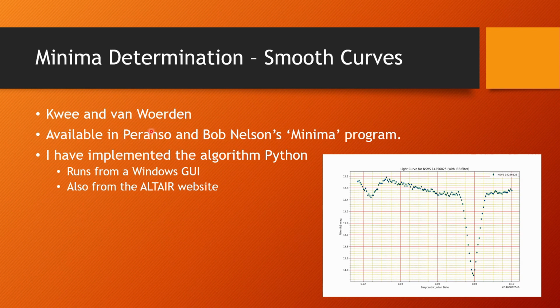Now it is available in the program Peranso that you have to pay for, and also there is a version in Bob Nelson's excellent Minima program. But we wanted to have more control over this, so I re-implemented the algorithm from scratch in Python, and now I've put a Windows front end on that tool, and I'll demonstrate it briefly in a minute. And it also runs directly from the website. So that's the first flavor of curve.